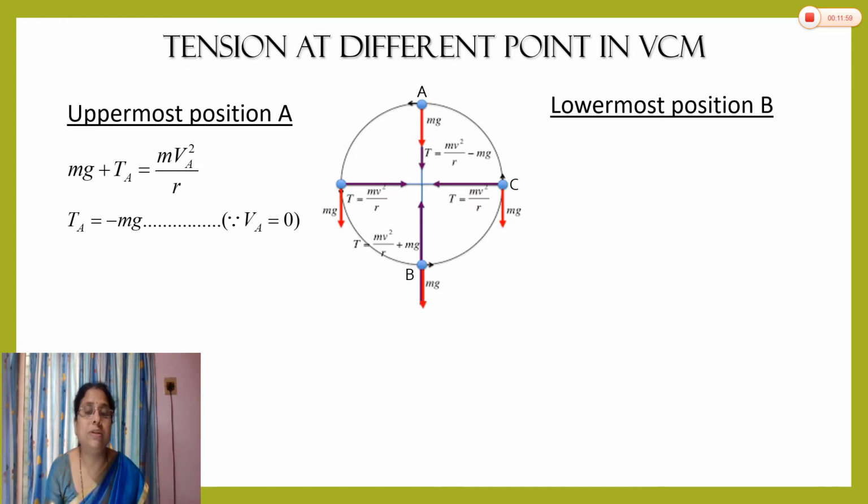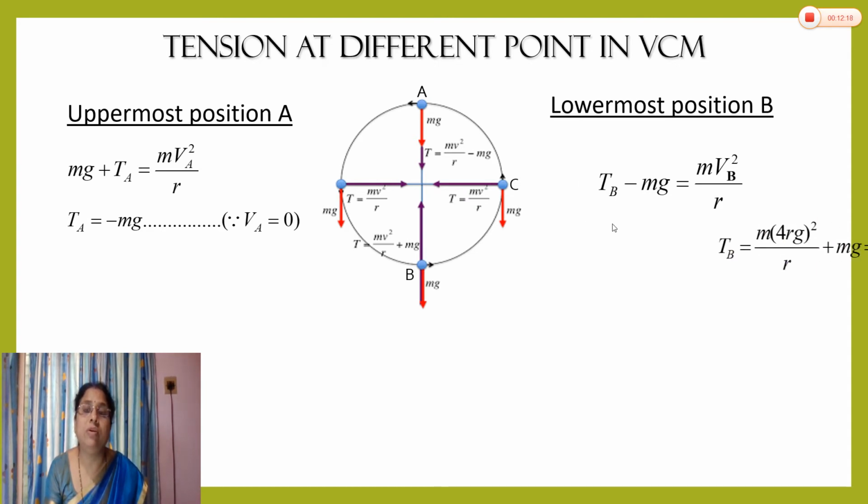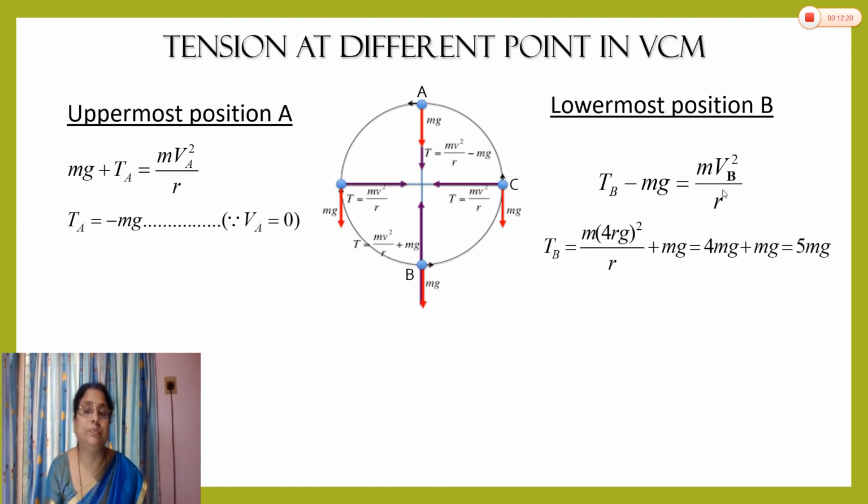What is the formula for the centripetal force at this point B? As we know, Vb is the velocity at point B, so the centripetal force is m Vb square by r. So what will be our equation? Tb minus mg is equal to m Vb square by r. So this is the equation, and we can say Tb is equal to m Vb square by r plus mg.